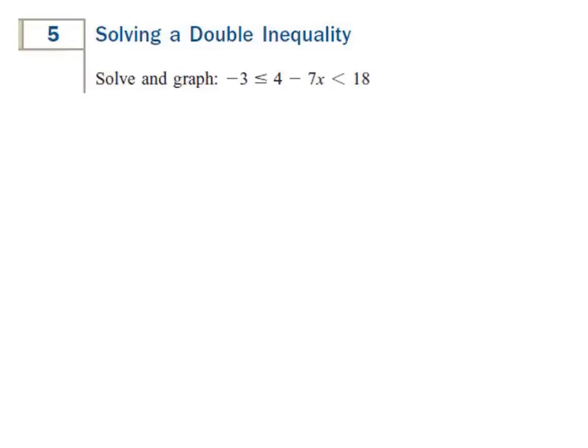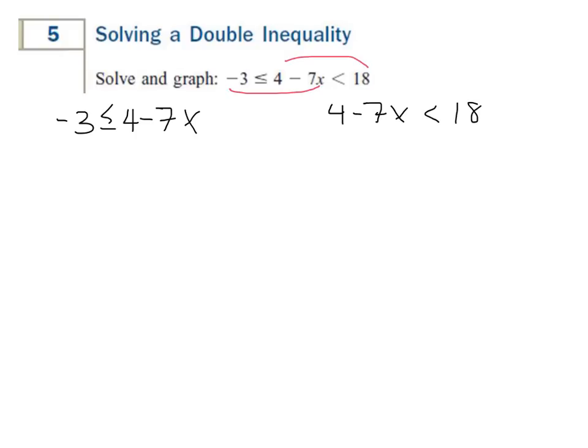So to break it up, here's what you do. You say, okay, there's this part, and then there's this part. So I've got negative 3 is less than or equal to 4 minus 7x, and my other one is 4 minus 7x is less than 18. If you break it up, you can never go wrong. All right, so I'm going to go ahead and start solving.